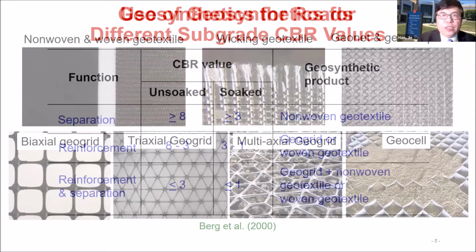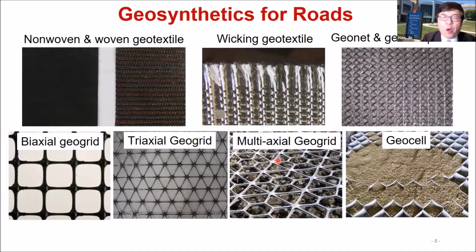So here we basically show you different types of geosynthetics used for roadway applications. We start with non-woven geotextile. This is a woven geotextile. And this is a relatively new product called wicking geotextile. The white fiber is basically the wicking fiber. The wicking fiber can absorb the water, or suck the water from soil, then take it out to evaporate. So this product has been used to reduce the moisture content in the base course.